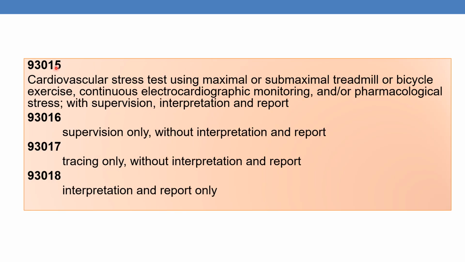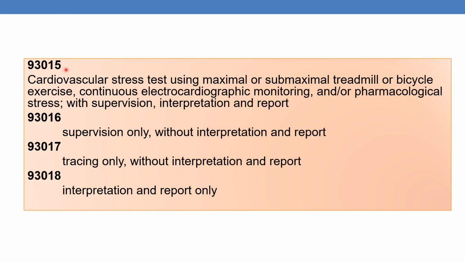Next CPT is 93015. This is the cardiovascular stress test. Whenever a cardiovascular stress test is performed, you need to report 93015. This is also divided into a couple of codes. 93016 is given for supervision only without interpretation and report. 93017 is given for tracing only without interpretation and report. And 93018 is given for interpretation and report only.